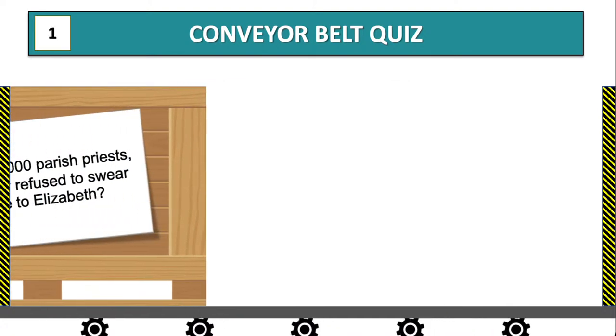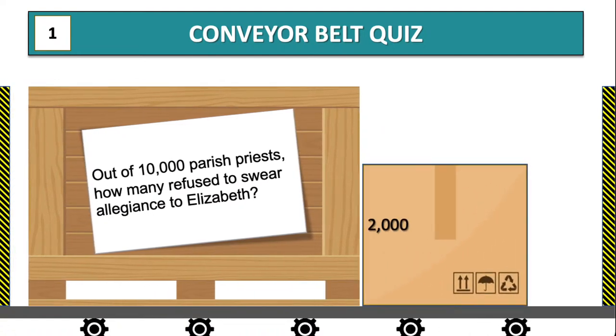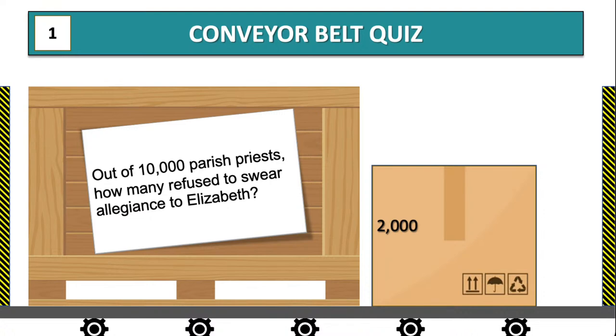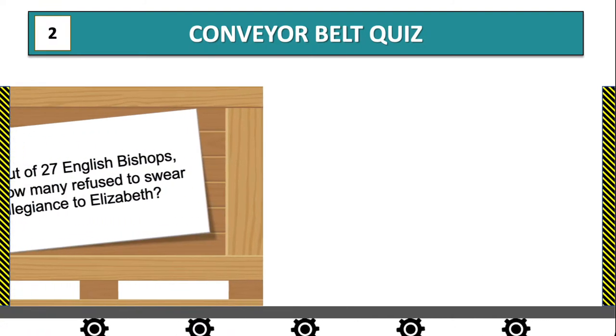first one was, out of 10,000 parish priests, how many refused to swear the allegiance to Elizabeth? And it was 2,000. I think we had a few answers there. I think we had an 8,000 and a 900. 2,000 there. It's quite a lot. Let's have a look at the next one.